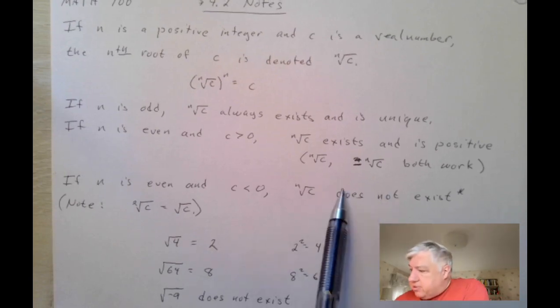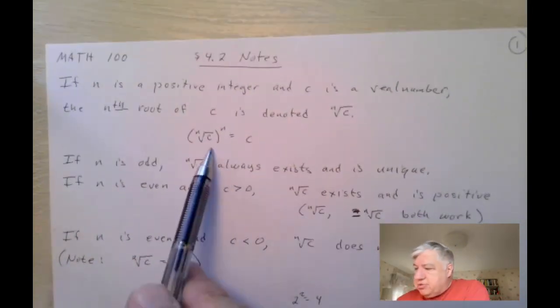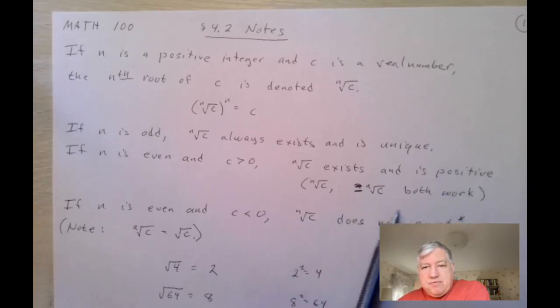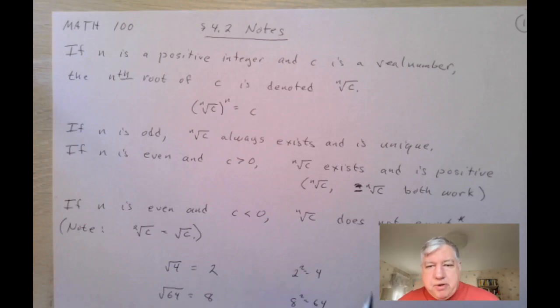So there are actually two solutions that would work, but when we write the nth root of c, we're talking about the positive value. If we're talking about the negative value, we put a minus sign in front of it.